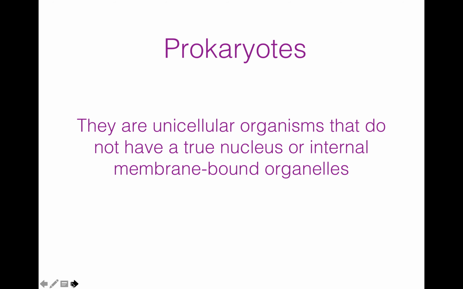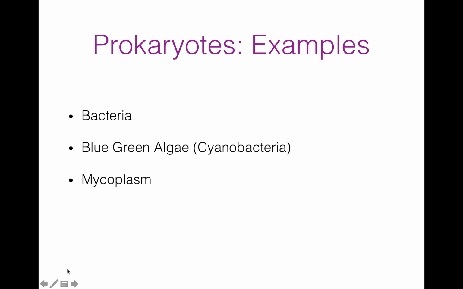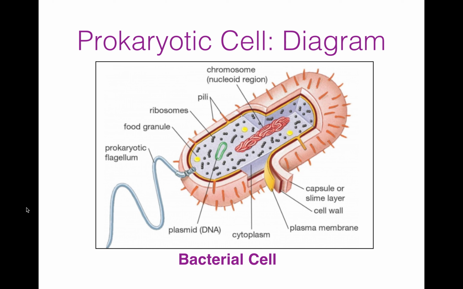The genetic material in prokaryotes is located on a single chromosome, which consists of a circular double strand of DNA. In prokaryotes, the cell wall is non-cellulosic because it is formed of carbohydrates and amino acids. Examples of prokaryotes are bacteria, blue-green algae, that is cyanobacteria, and mycoplasma. Now we will study the structure of the prokaryotic cell.